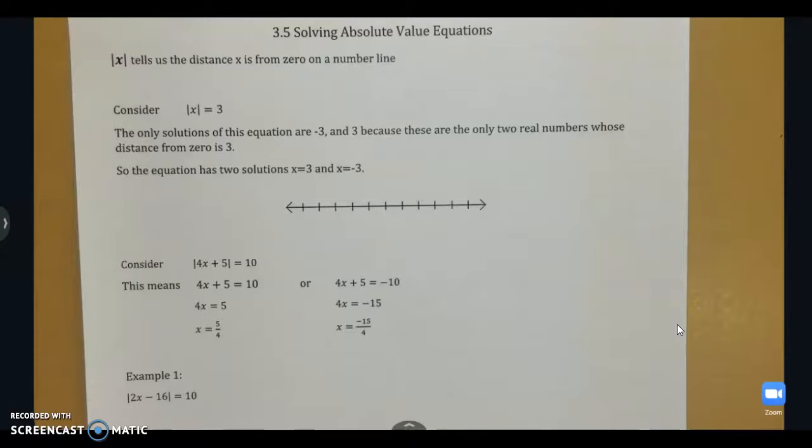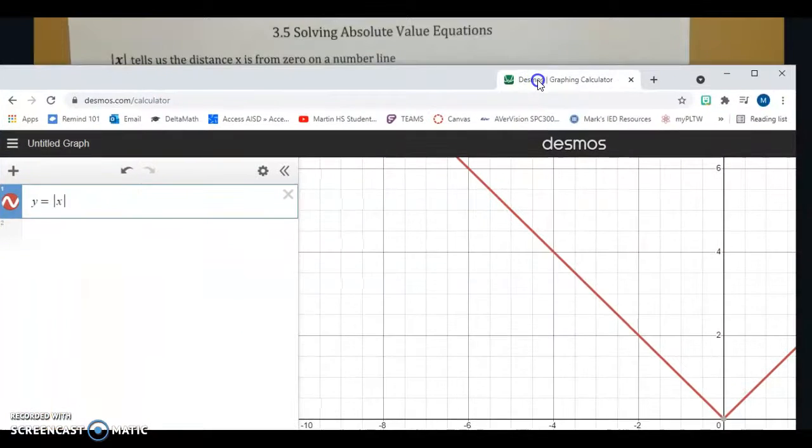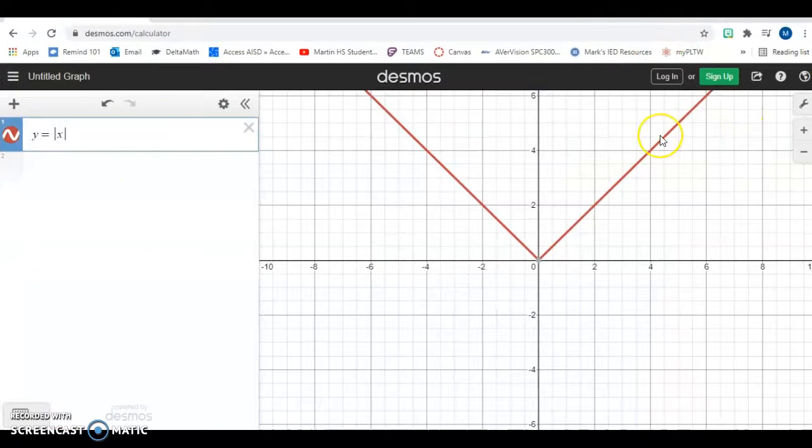Okay, we are going over notes on solving absolute value equations. Before we dive into these notes, I want to bring back up this graph of our absolute value parent function. Some things that we notice about this function is that all of our y values are positive. And that's because our absolute value refers to the distance that a number is away from 0.